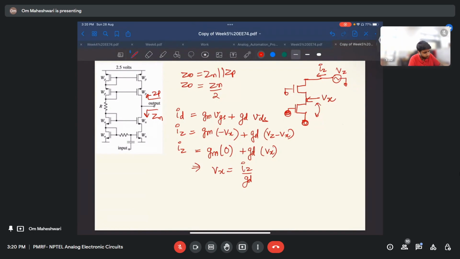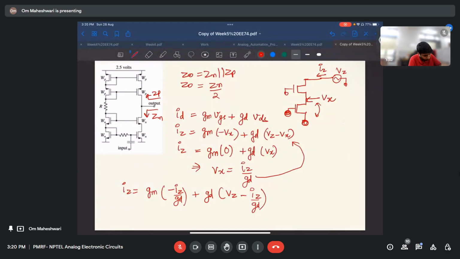and we will substitute this into this. So we will get Iz equals gm times minus Iz by gd, plus gd times Vz minus Iz by gd. So if we take Iz common, here we get 1 plus gm by gd, and here Vz will come, plus 1, equals gd Vz.